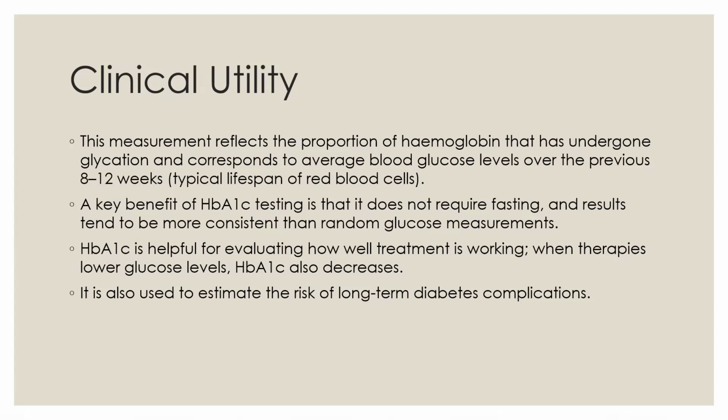So let's discuss the clinical utility of the HbA1c blood test. This measurement reflects the proportion of hemoglobin that has undergone glycation and corresponds to average blood glucose levels over the previous 8 to 12 weeks, which represents the typical lifespan of erythrocytes or red blood cells in the human body. The key benefit of HbA1c testing is that it does not require fasting and results tend to be more consistent than random blood glucose measurements.